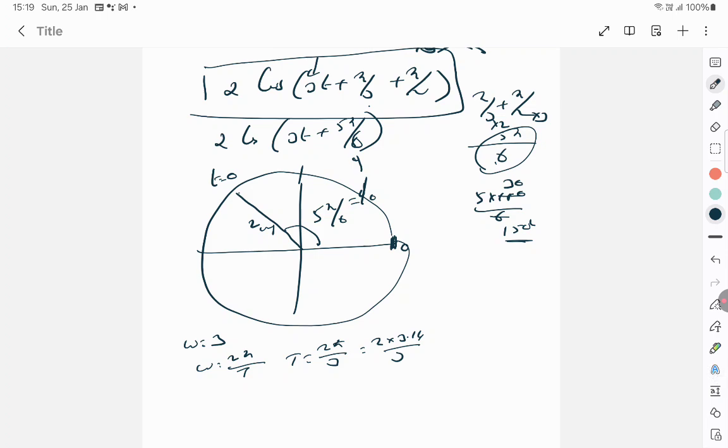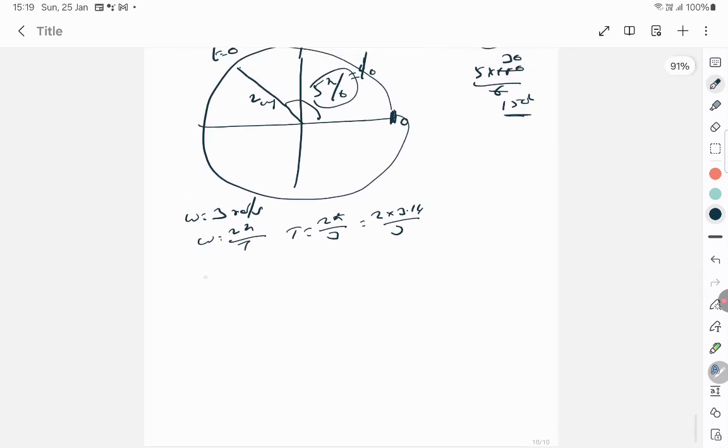They're just asking you to draw, and I've drawn it. Okay, so first one, the amplitude is 2 units. Yes, omega is 3 radians per second. Done. And the initial phase is 5 pi by 6. And we also wrote the expression for it. We also depicted it. Beautiful.